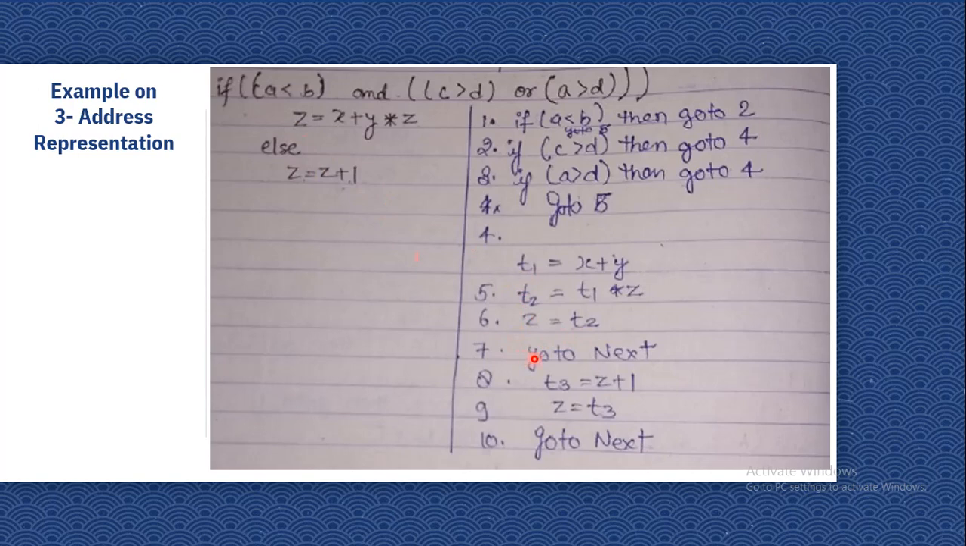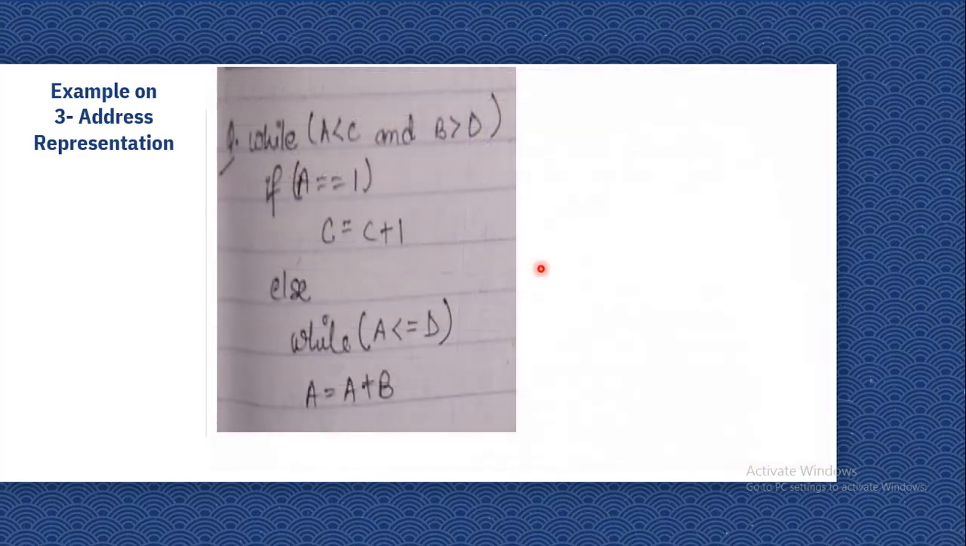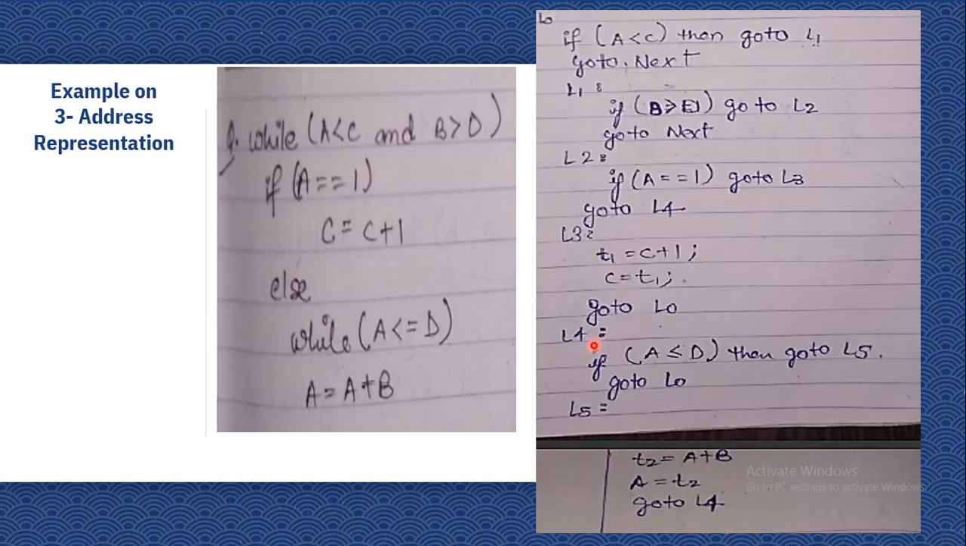Now go to next. In the 8th statement, T3 equals Z plus 1, and Z equals T3, and go to next. This is again a question for you. You can solve it by yourself. I am giving the answer also. Just check it with my answer. In case of doubt, you can ask me.